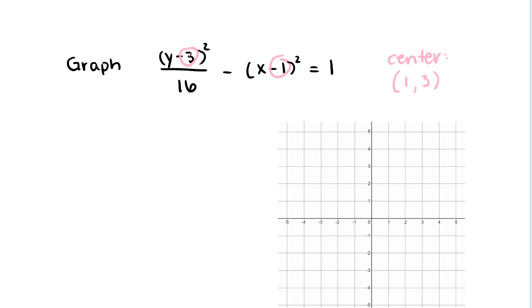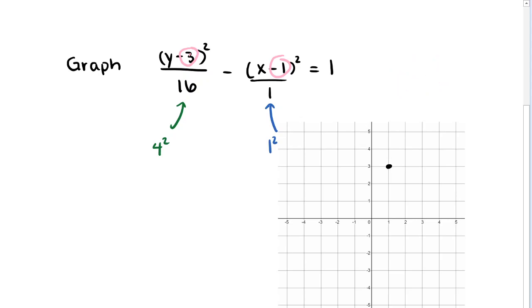Now here also, notice that I can write this as x minus 1 squared over 1. And this tells me this 16 is really 4 squared, and this 1 here, well, that's 1 squared. All right, so this tells me that here we're going to be at the center point of 1 comma 3, and 4 units up and down is how big my box is going to be. So maybe I'll erase this 1 comma 3. So 4 units up and down is going to give me the height of my box, and then 1 unit left and right is going to give me the width of my box. And so this is what the box roughly looks like. And then I can sketch my asymptotes.